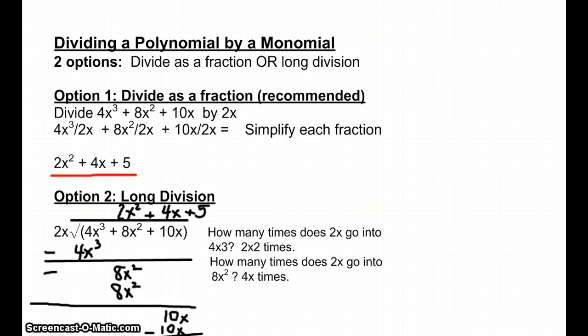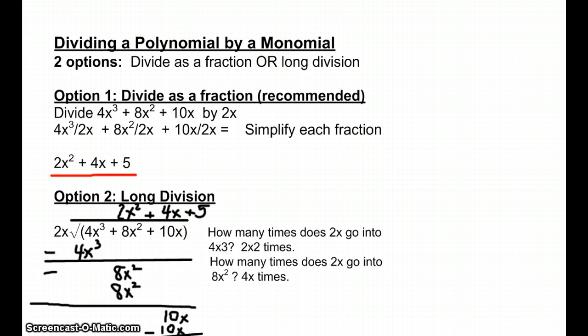The second option is long division. Here we have 4x cubed plus 8x squared plus 10x. And again, we're going to divide by 2x. So we're going to do long division like you used to do it in 3rd or 4th grade. So we see how many times can 2x go into 4x cubed? And it goes in 2 times x squared times.